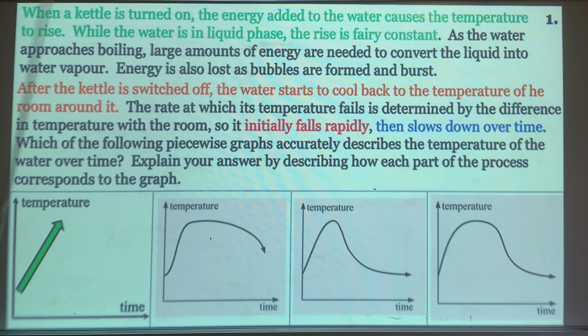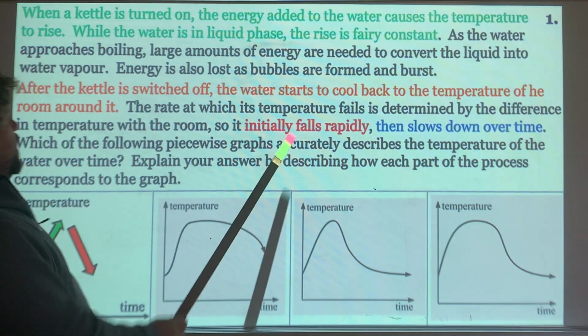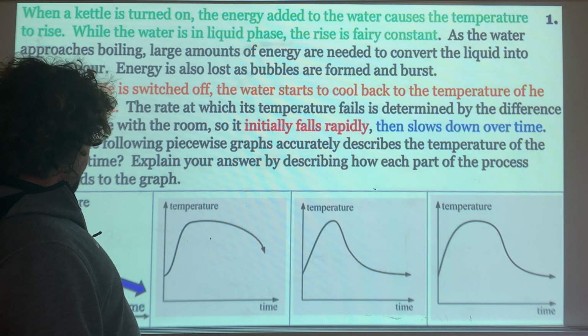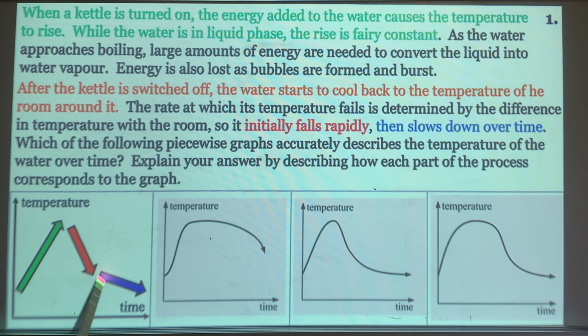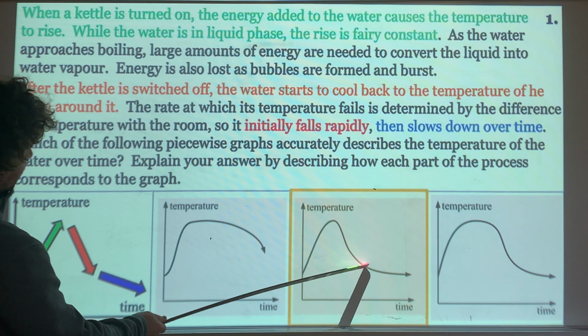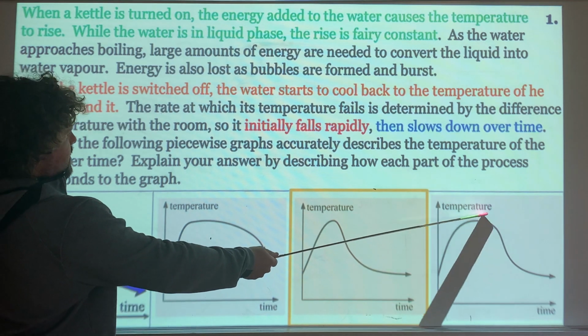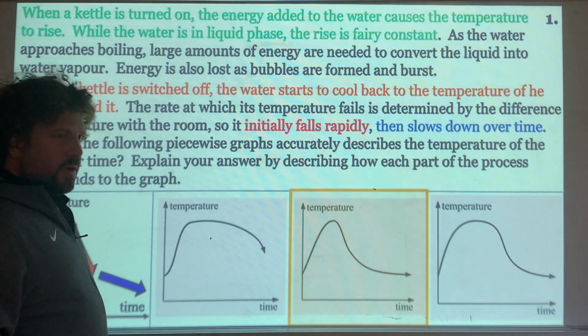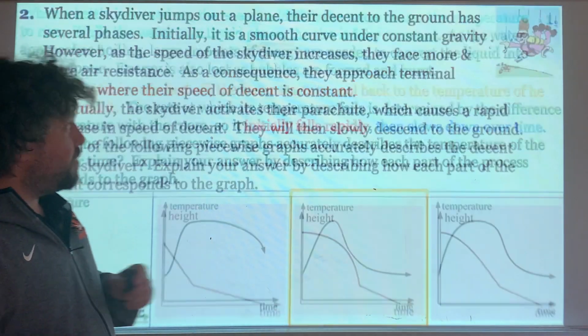After the kettle is switched off, the water starts to cool back to the temperature of the room around it. So it cools fairly rapidly. I don't know about this A. This A doesn't look too good, but one of these may be good. Initially, it falls rapidly, really fast, and then it slows down over time. So based on that information, it's going to fall rapidly and then smooth out. I would go with this one. It rises at a constant rate, falls rapidly, and then slows generally over time. The difference here is it's at the same temperature for a while, which really doesn't happen. Because as soon as that thing's boiling, you turn it off and it cools immediately. There you go. Let's look at the other one.